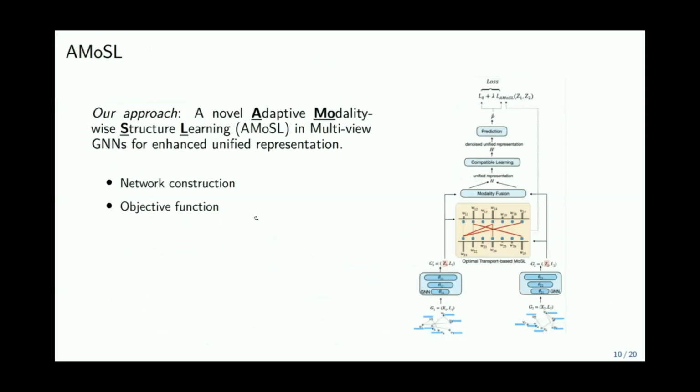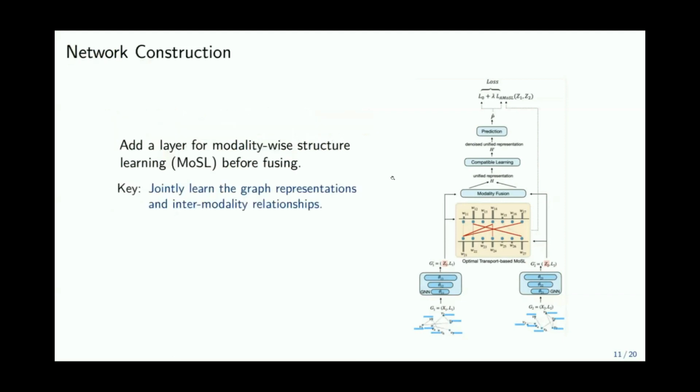To solve those three concerns, we propose adaptive modality-wise structure learning in multi-view GNNs for enhanced unified representation. Our work lies in the network constructor and the objective function. Basically, we construct two GNNs independently, and we add a layer for modality-wise structure learning before fusing. Then we fuse these outputs into the objective function to jointly learn the graph representation and inter-modality relationships.